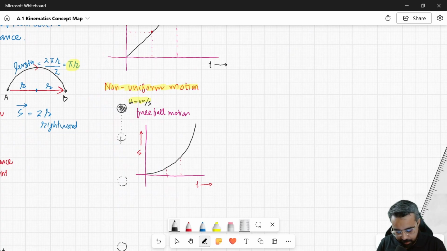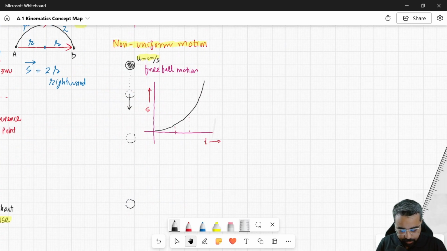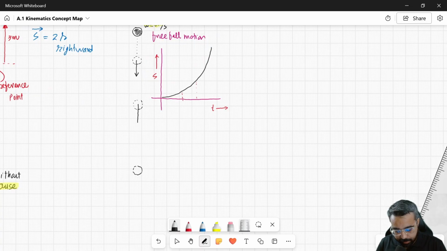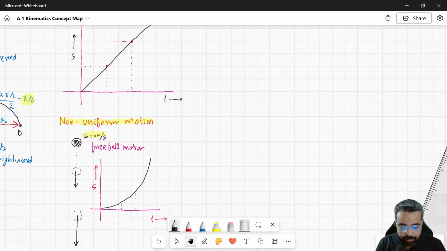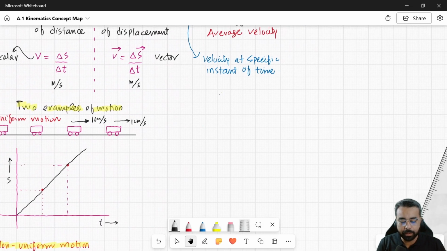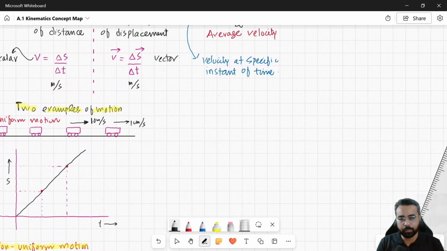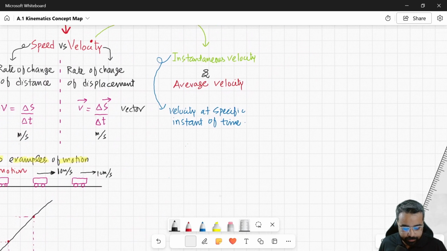In fact, the velocity at this point is downward, and this velocity is a vector and that is increasing. So that's why I'm showing you the longer arrow every time. So this longer arrow shows the increasing negative velocity. So in this case, the instantaneous velocity will be different, and we will use equations of motion to find out velocity at any point in the non-uniform motion. So that is the instantaneous velocity.